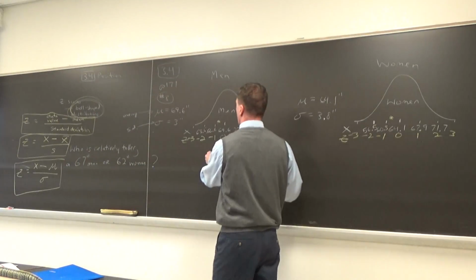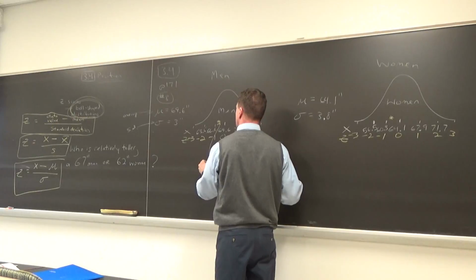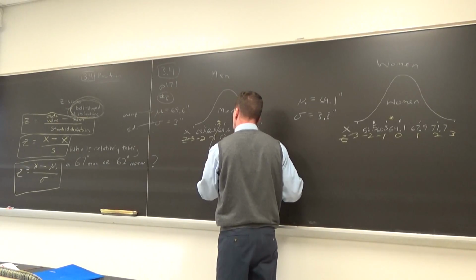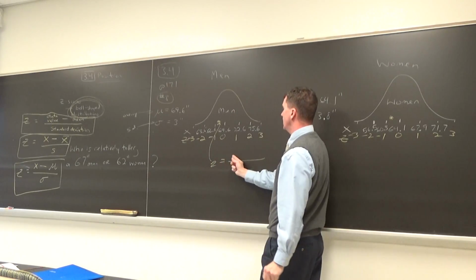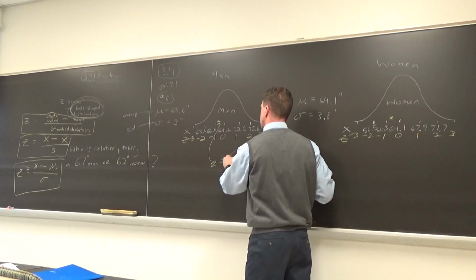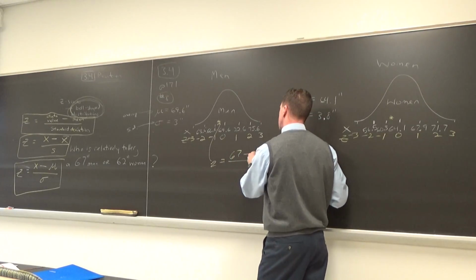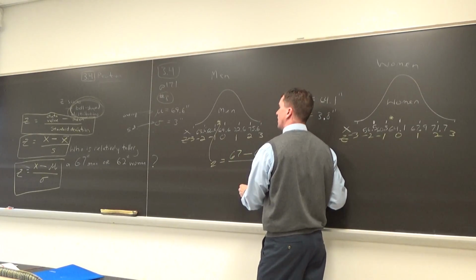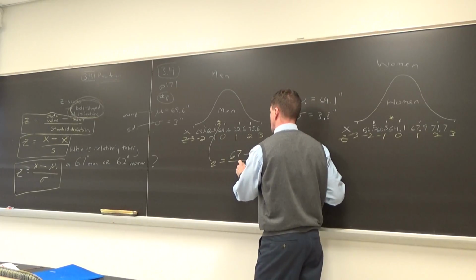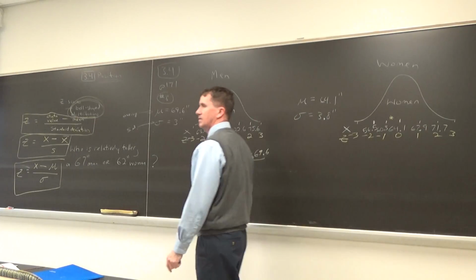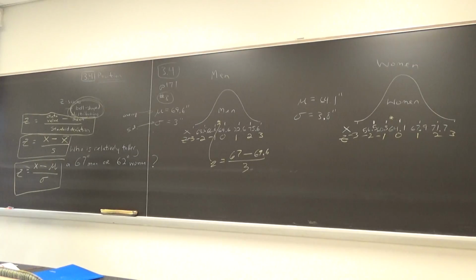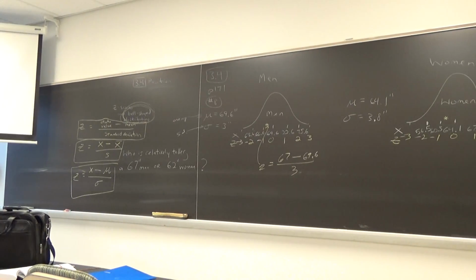Everyone, let's get the z-score for the man. That z-score, we know it's going to be negative, but it equals, all right, what goes right here? What was his height? 67. What was the mean? 69.6. Divided by a? 3. Awesome. I just have to take an absolute value? No, because the z-score is going to be negative.